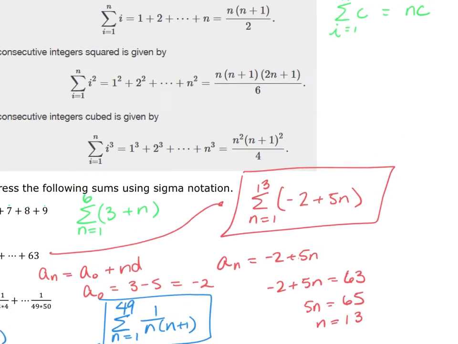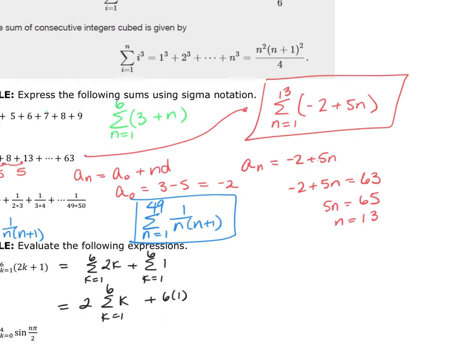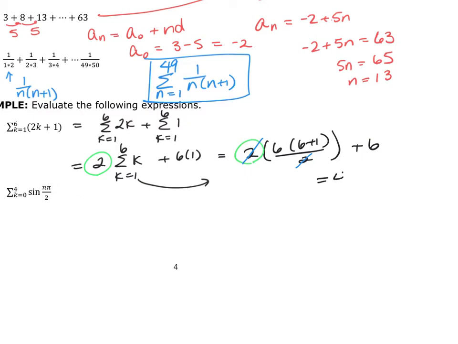I can add them all up if I want, or I can use this formula right here, which my upper bound is 6. So it'll be 6 plus 1 divided by 2. So this becomes 2, and then 6 plus 1 divided by 2. And the reason I have a 2 is because this 2 is that 2. And of course I have plus 6. Now you can see that this 2 and this 2 will cancel. So I'm left with 6 times 7, which is 42, plus 6 more, so my sum is 48. Or I could have just written them all out. That would have been fine as well.